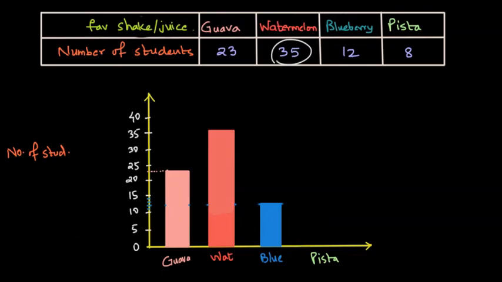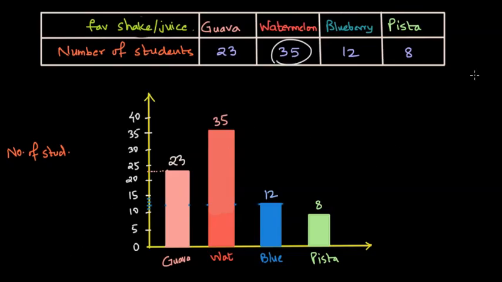And for the pista bar, the height is going to be 8. So let's draw the bar of height 8. And height 8 would be between 5 and 10, which would be something like this. And let's color it. Just so that we know, we will write the number on top of every bar, just for our own ease. And this is how we have completed the plotting of the bar graph.